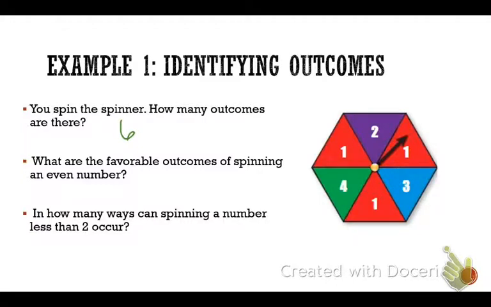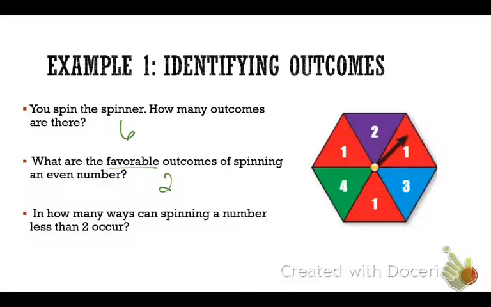Now, on the second one, what are the favorable outcomes? Favorable means this is what I want to happen. What are the favorable outcomes of spinning an even number? 2. 1/3. Oh, I like it. Okay, very good. The answer would just be 2, but I like where you're heading with it because you would say 2 out of 6. That is calculating probability: favorable out of possible, which we'll touch on slightly in just a minute.